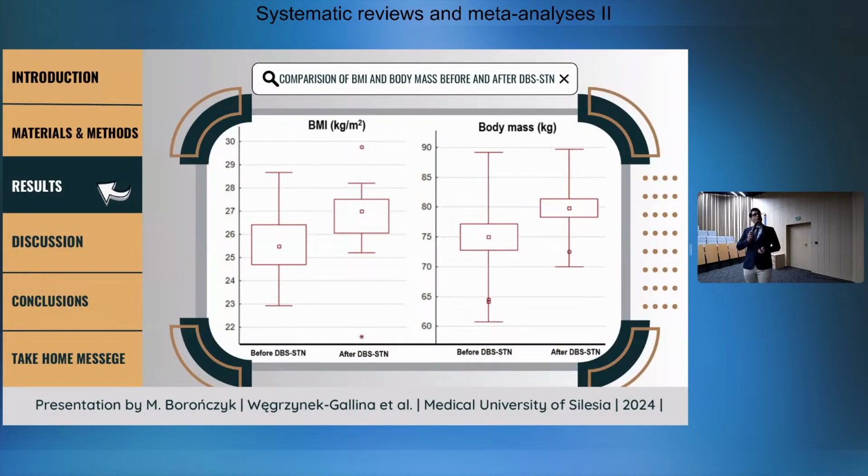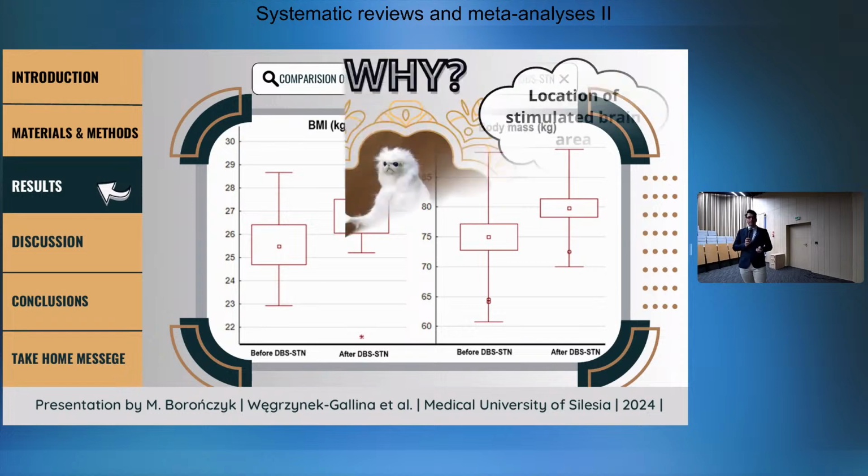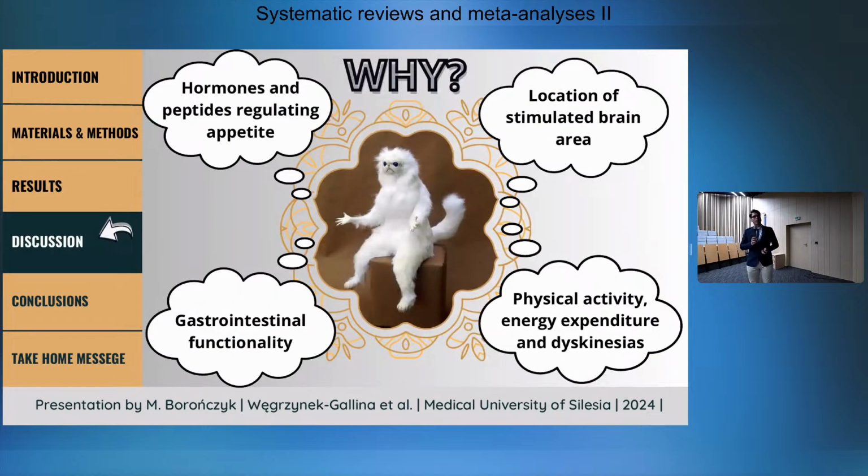And here you can see the comparison of BMI and body mass before and after DBS. Please note that in both BMI and body mass, the distribution and means changed, reaching higher values 1 year after the procedure. And the reasonable question that should be asked is where this dependence came from. So there are at least several hypotheses concerning this phenomenon.